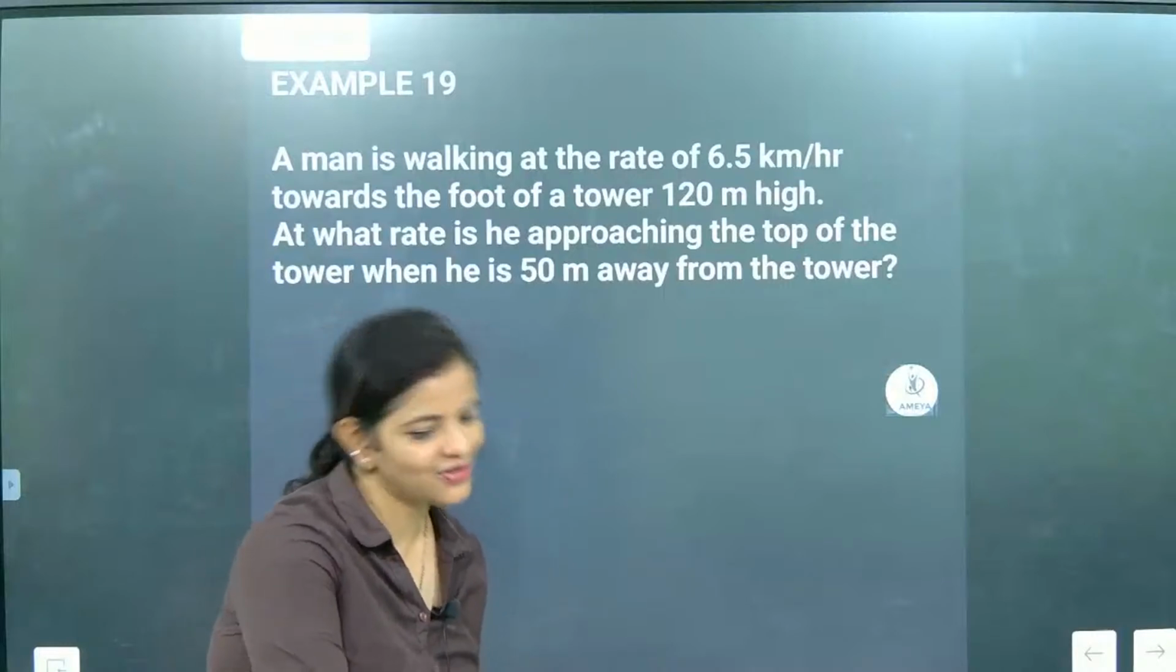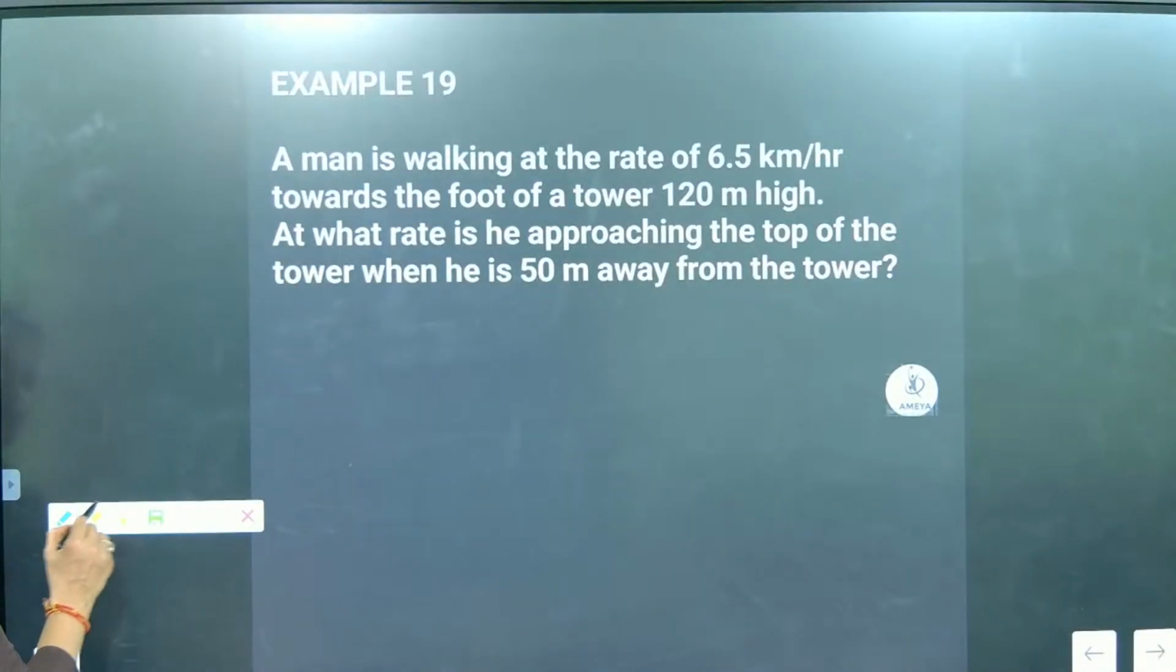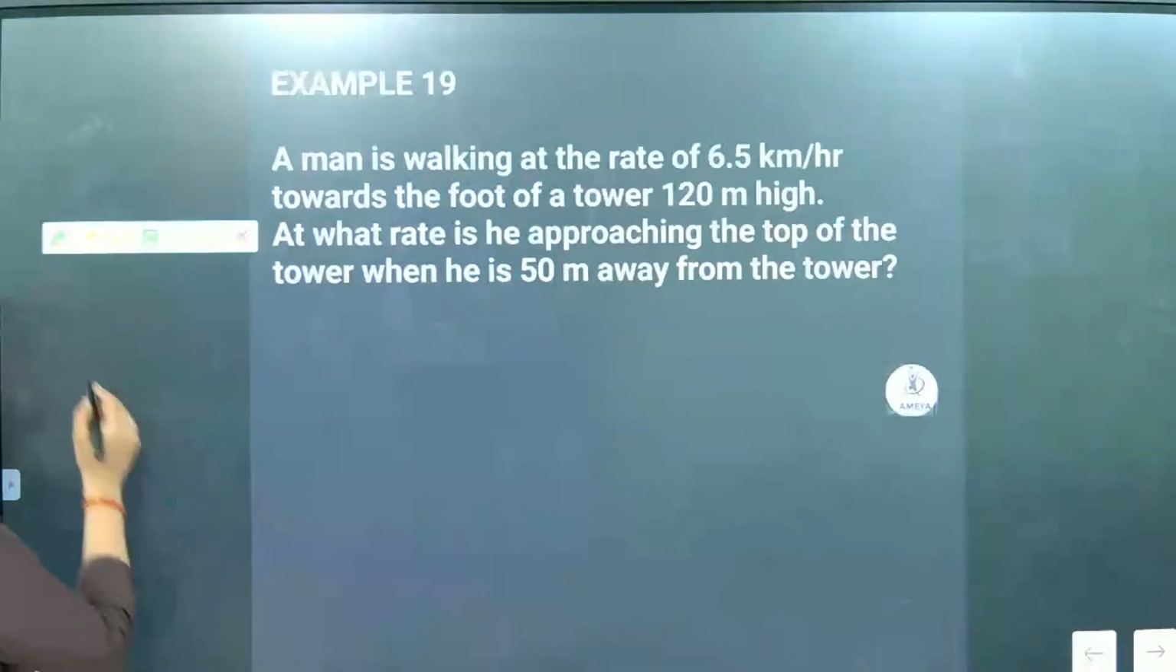Naresh, I will call you Naresh. Now look here, beta. Shall we start this question, please? Now we are going to understand all the content related to this question. Ready, beta?